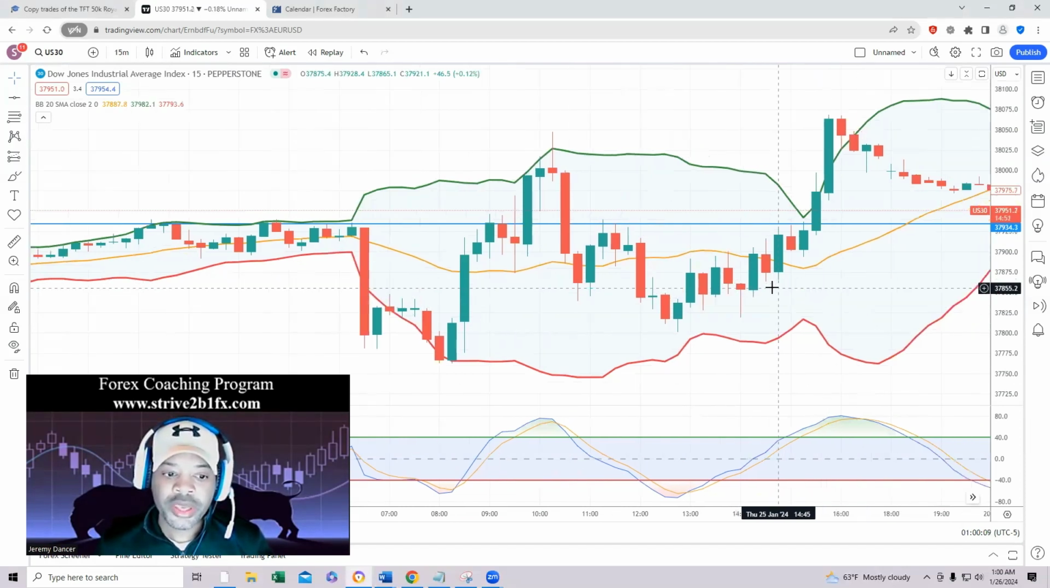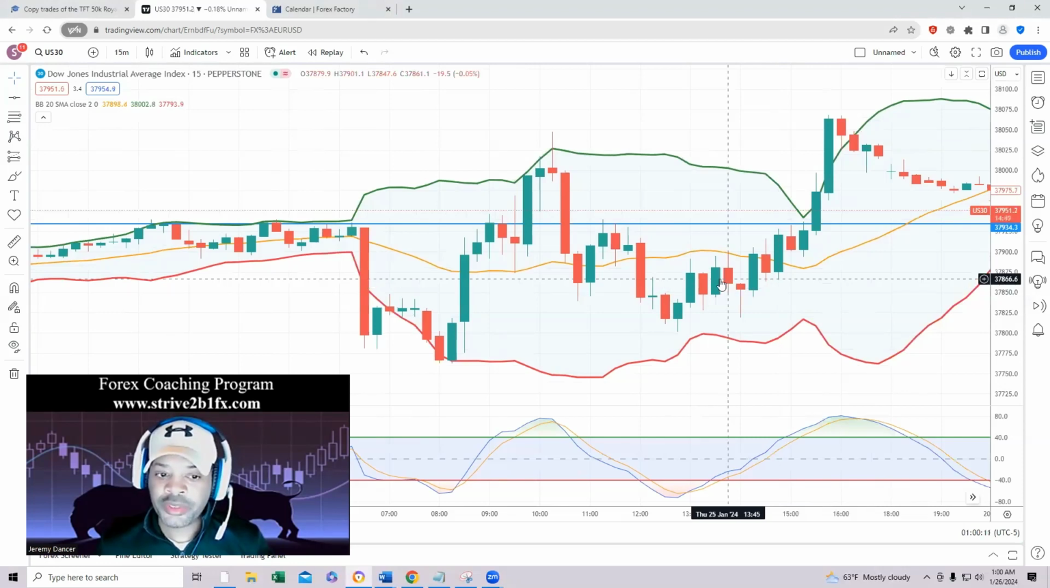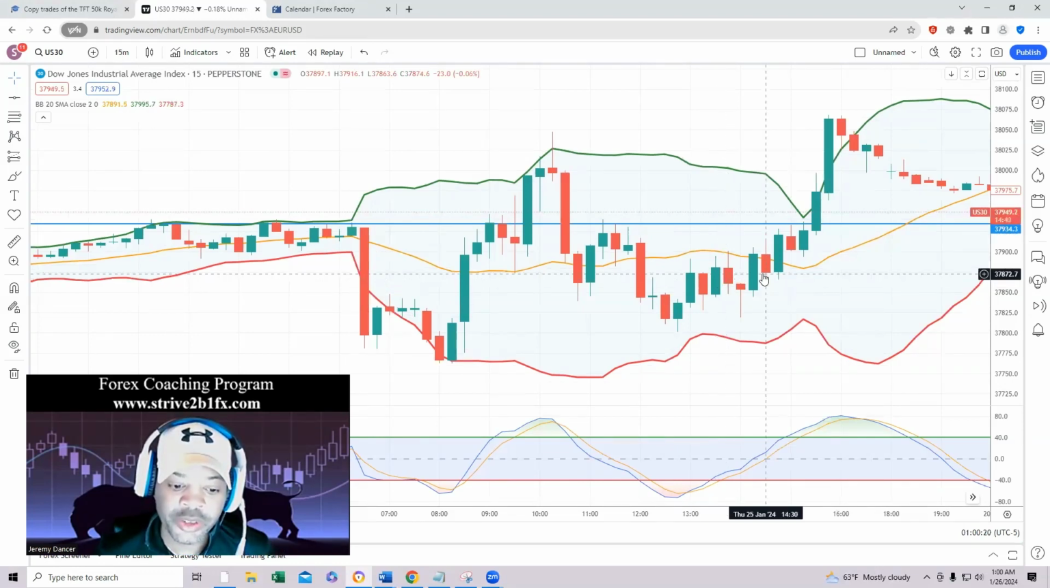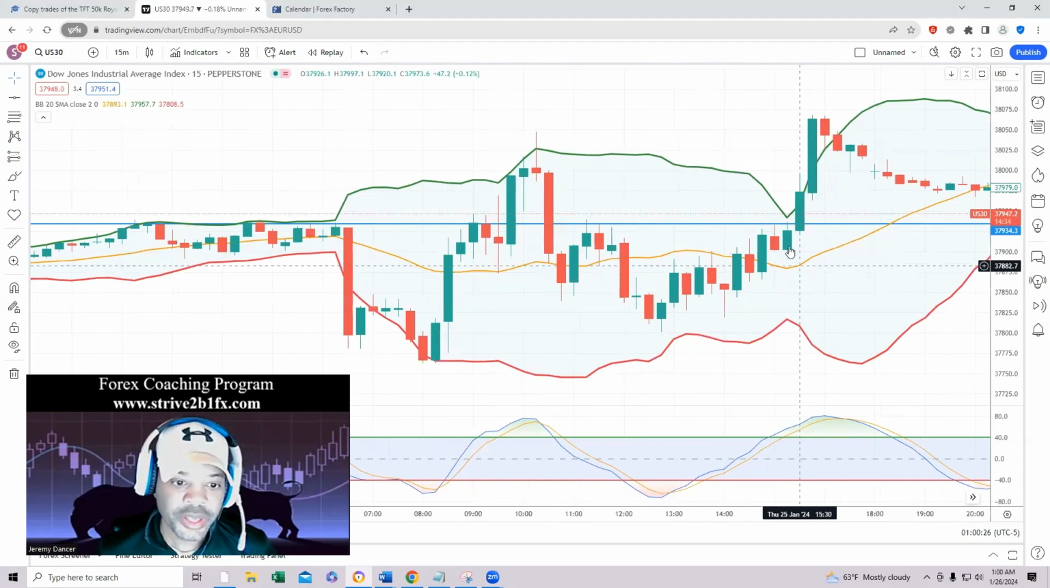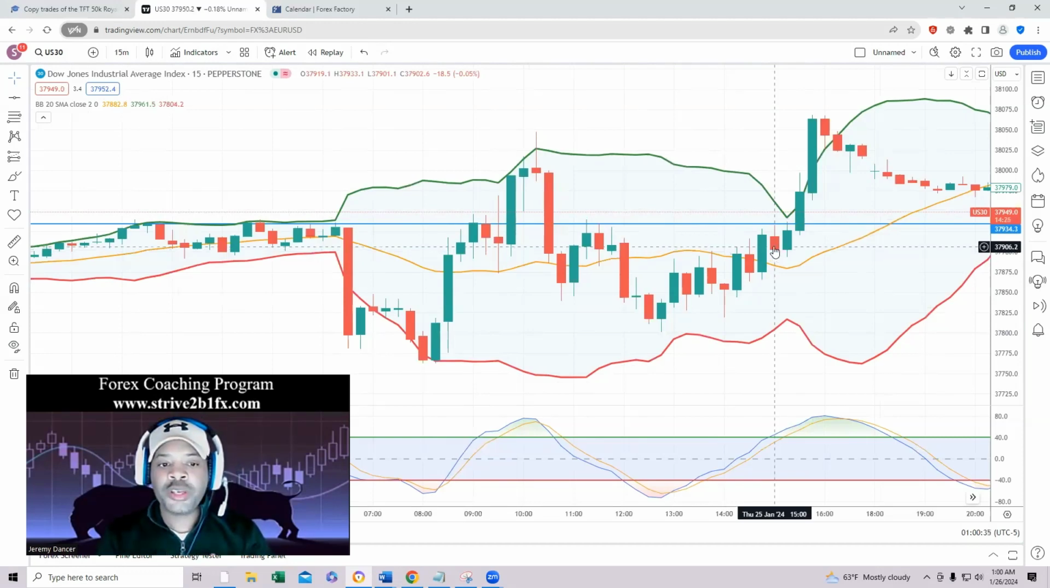All right, so in this situation, I would have skipped any trades from 12 to 1. And the next best time to look at trades is usually around 3 o'clock. So now let's look at this. All right, so at 3 o'clock, we're looking for a confirmation of the trend. So first we look for resistance or support.